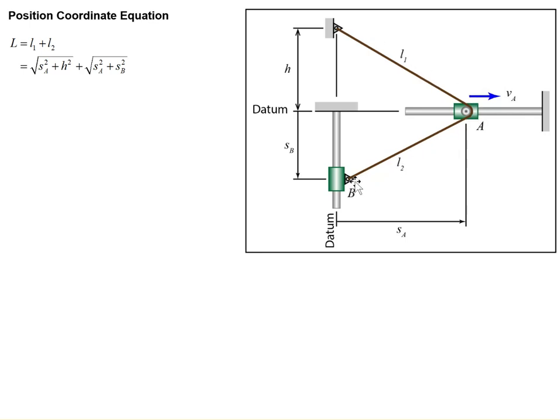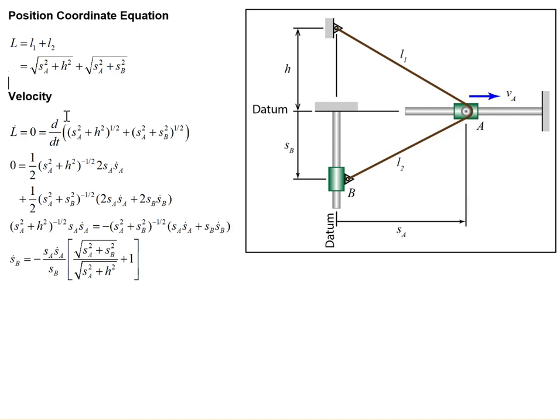And if you think in terms of right triangles, where we have the two sides and the hypotenuse, we can use Pythagorean's theorem to determine the length of the hypotenuse in terms of the two legs. So the first length would be the square root of h squared plus sA squared. Second one, the square root of sB squared plus sA squared. All right, so that's the length of the rope. Now we need to take the derivative of that length. The length of the rope does not change, so that derivative is 0.